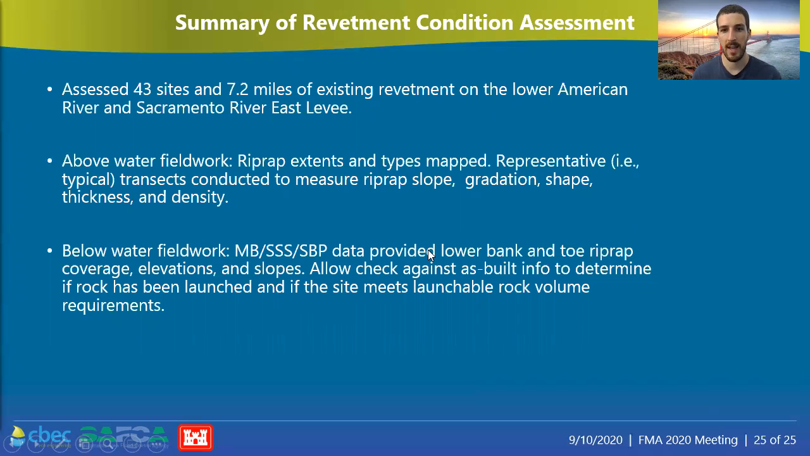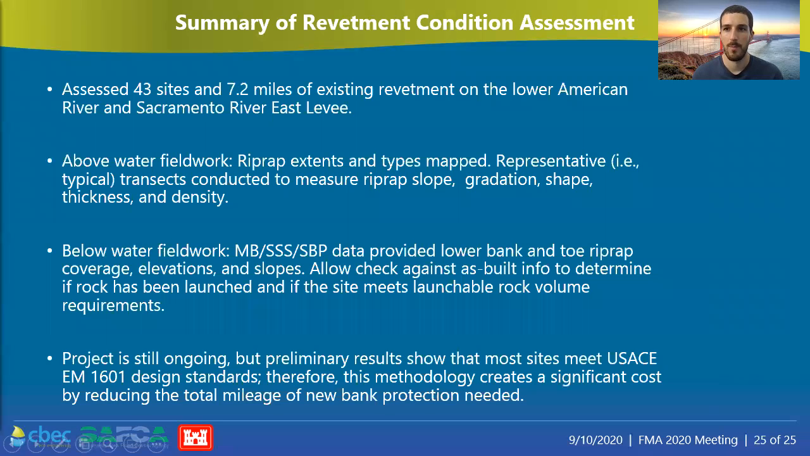This allowed for a check against as-built info to determine if rock has launched and if the site meets the launchable rock volume requirements. The project is still ongoing, but preliminary results are showing that most sites are meeting the Army Corps of Engineers EM 1601 design standards, given the latest HEC-RAS 2D modeling and fieldwork data. So therefore, this methodology is creating a significant cost savings by reducing the total mileage of bank protection needed, which in turn reduces also the need for offsite mitigation.